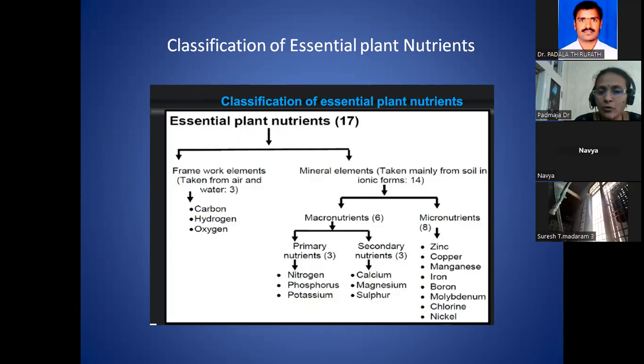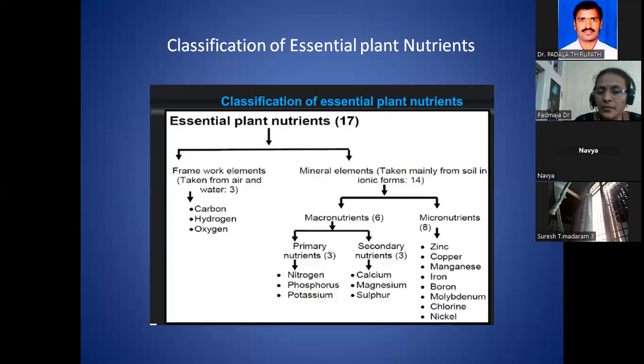And mineral nutrients, based on the quantity taken, are considered as macro and micronutrients. The macronutrients are again divided into primary nutrients and secondary nutrients. Primary nutrients are taken in more amount, and secondary are a medium amount when compared to the primary nutrients. The primary nutrients are nitrogen, phosphorus, and potassium. The secondary nutrients are calcium, magnesium, and sulfur.